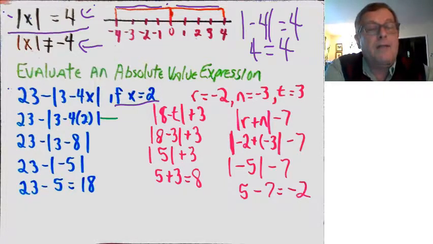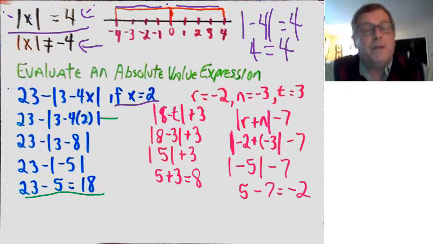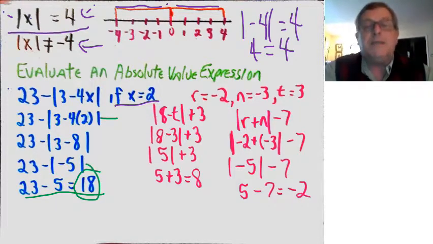We can now add and subtract inside the absolute value symbols. So we've still got 23 minus the absolute value of negative 5. Well, what's the absolute value of negative 5? The absolute value of negative 5 is 5. And so we have 23 minus 5, which equals 18.